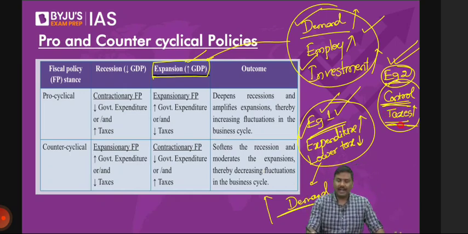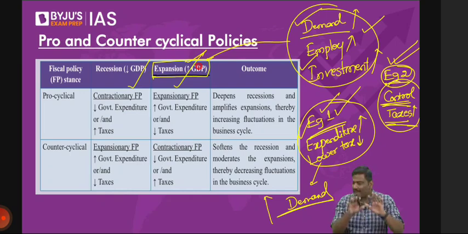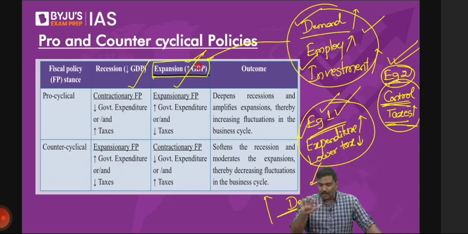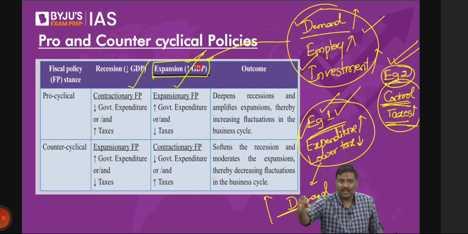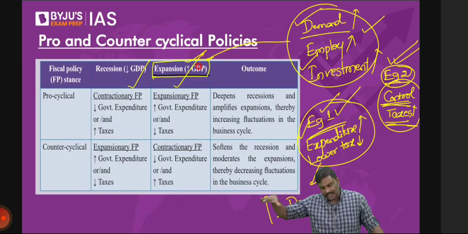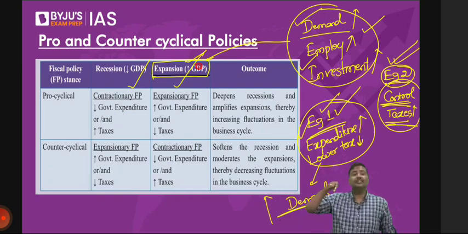And last point, government should generally have counter-cyclical policies. During growth, do not add to the demand. That will cause inflation. During, let's say, a recession, do not withhold your expenditure. That will deepen the recession. Okay, that is the basic idea of counter-cyclical and pro-cyclical.